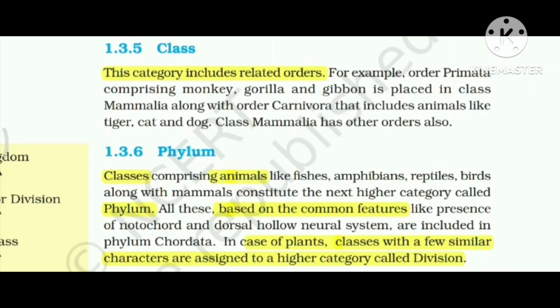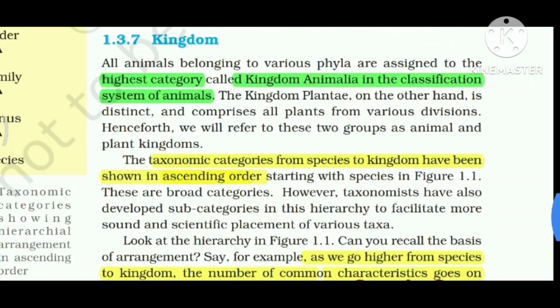Then you go further to phylum. In phylum we include one or more classes. For example, in phylum Chordata we include animals like fishes, amphibians, reptiles and mammals, which have common features like presence of notochord and dorsal hollow neural system. We move further to kingdom.